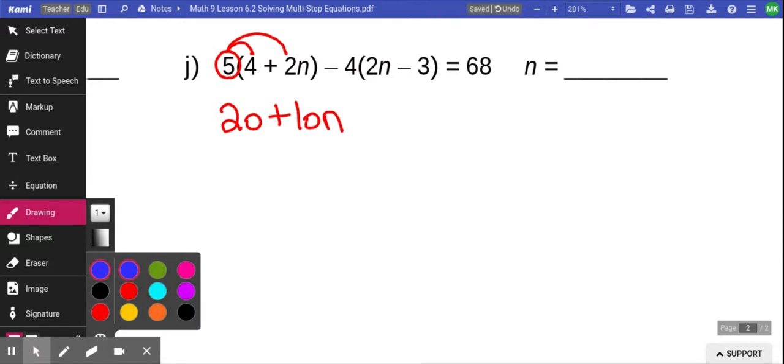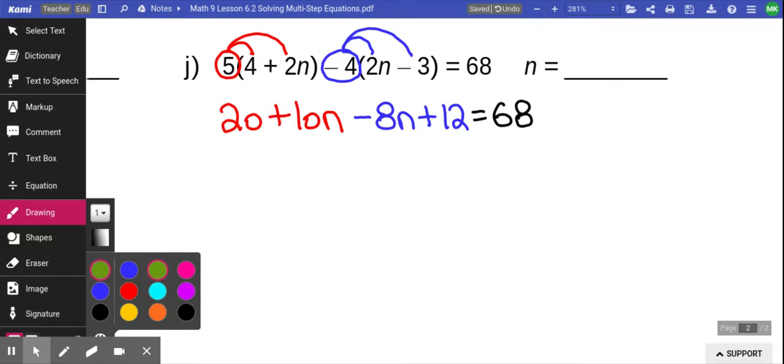The second multiplication is going to be that 4, but it's not a 4, it's a negative 4. So make sure that negative is also coming into the brackets. Negative 4 times 2 is negative 8n. Negative 4 times negative 3 is plus 12. And that equals 68.